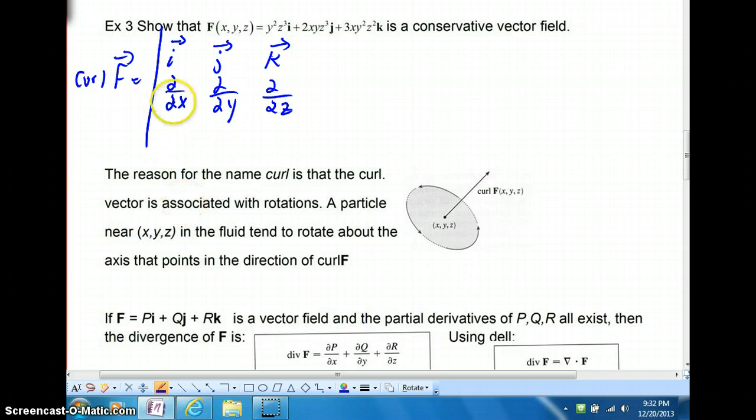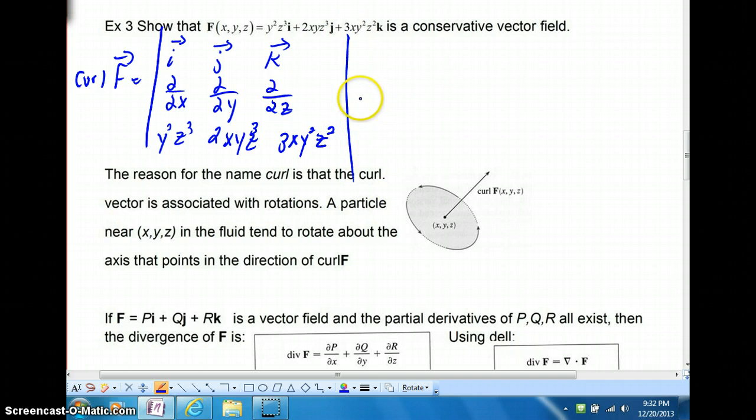But notice what's happening. It's a 3 by 3 determinant. We can look at this in terms of columns. Look, we have an i column. We'll have the del operator as a derivative with respect to x. Put in your i component, y squared z cubed. Your j component of your vector field is 2xy z to the third. And then finally our k component is 3xy squared z squared.